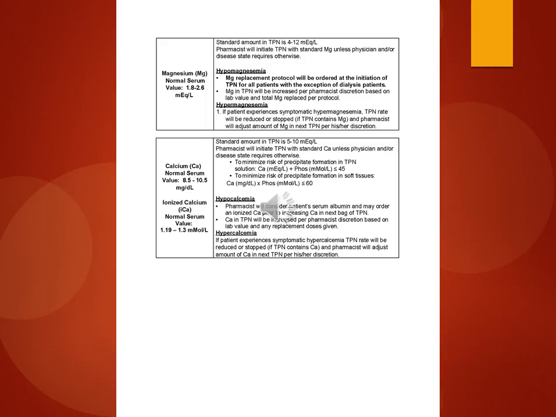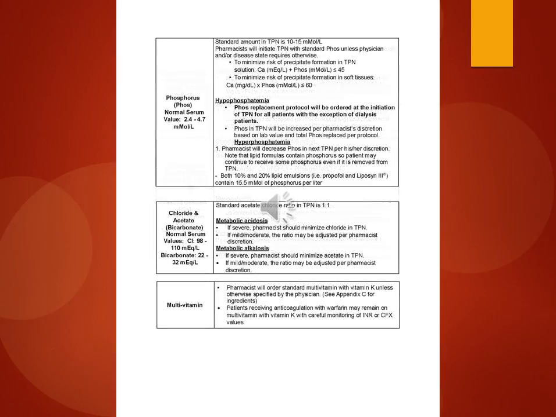Hypercalcemia: if patient experiences symptomatic hypercalcemia, TPN rate will be reduced or stopped. If TPN contains Ca, the pharmacist will adjust amount of Ca in next TPN at his/her discretion. Phosphorus, PO4. Normal serum value, 2.4-4.7 mmol/L. Standard amount in TPN is 10 to 15 mmol per liter. Pharmacists will initiate TPN with standard PO4 unless physician and/or disease state requires otherwise.